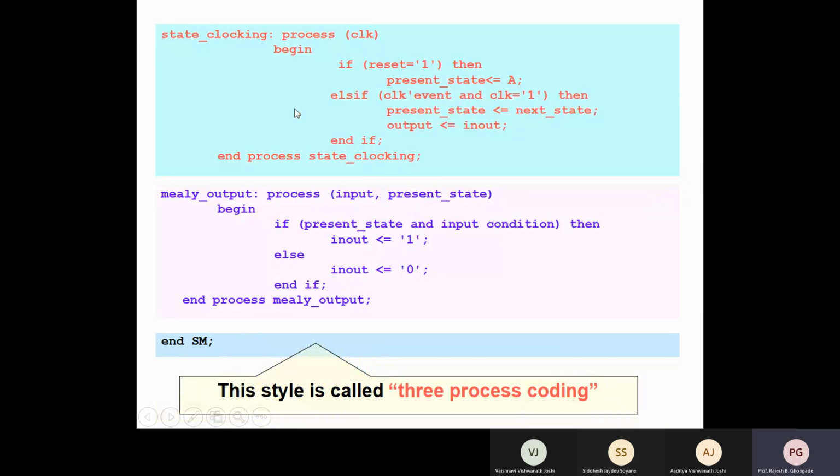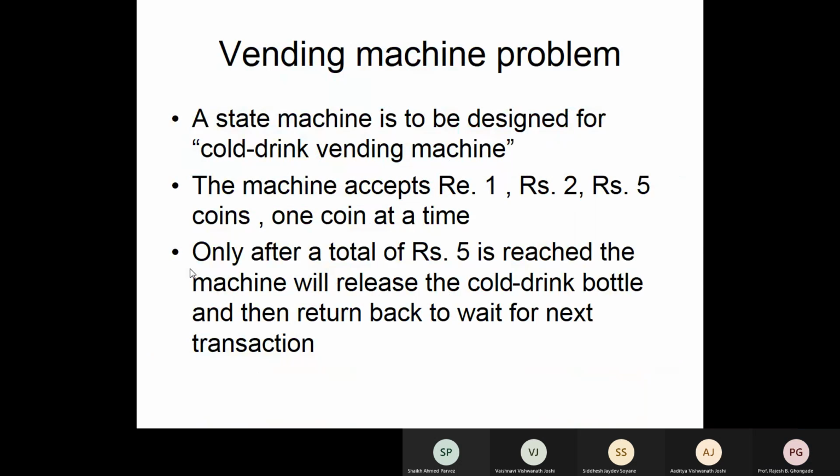Then the clocking process and the Mealy output process. So this style is called the 3-process coding. It is possible that you may be asked in the examination to design a state machine using either 3-process coding or 2-process coding. And then finally we will see the vending machine problem.